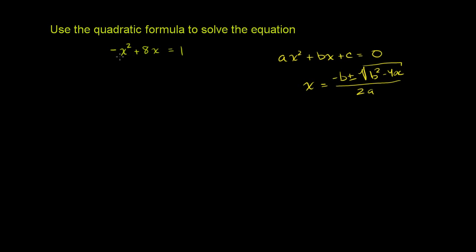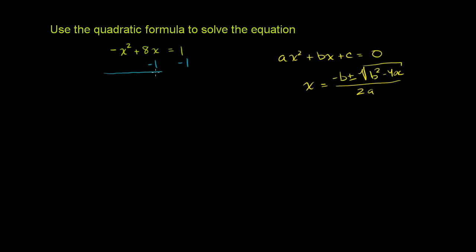form. And on one side of the equation, we have a negative x squared plus 8x. So that looks like the first two terms. But our constant's on the other side. So let's get the constant onto the left-hand side and get a 0 here on the right-hand side. So let's subtract 1 from both sides of this equation.